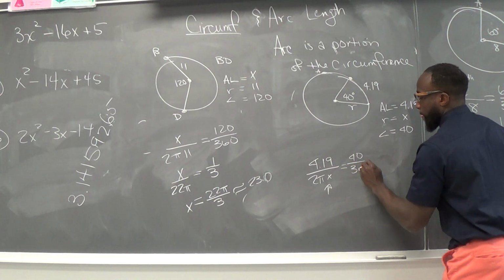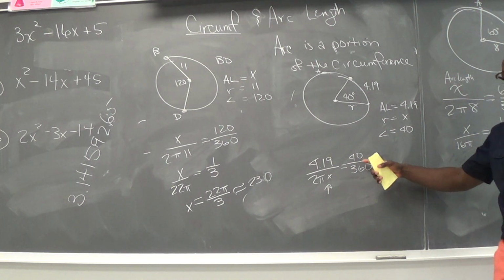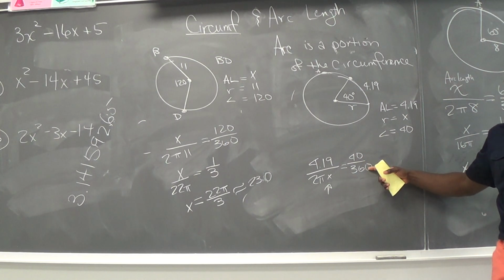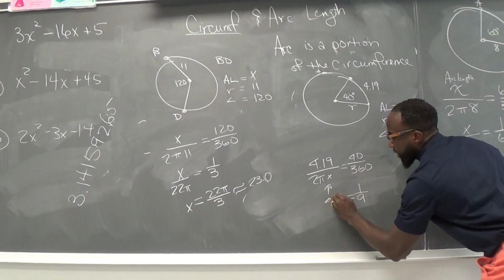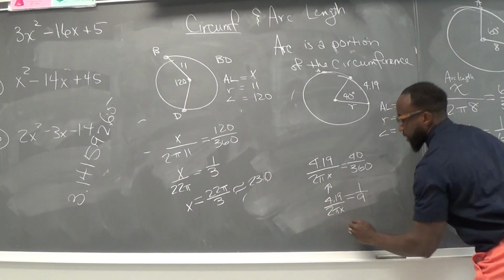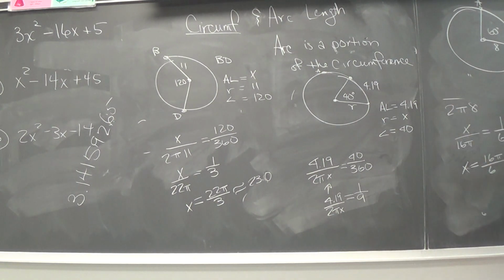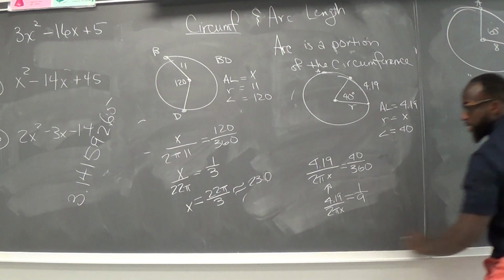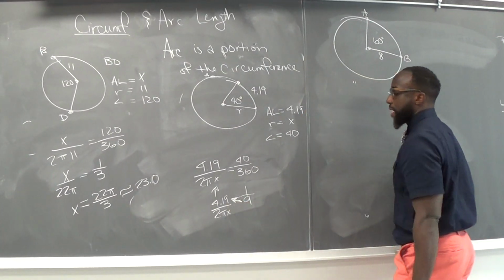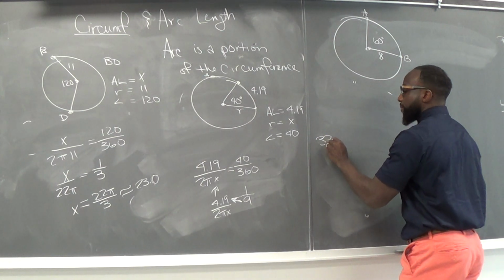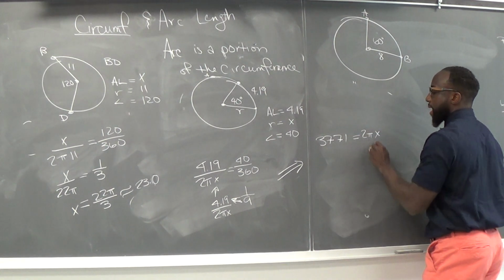40 over 360. Simplify. So we can simplify this ratio to be what? 1 over 9. And then we got 4.19 over 2 pi x. Now in this particular situation, we're going to cross multiply. So it'll be 9 times 4.19, which is 37.71. And then 2 pi x.